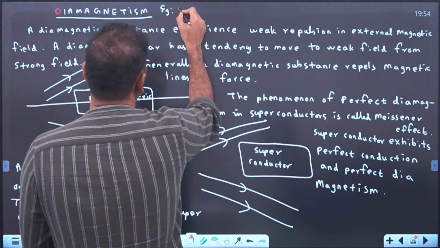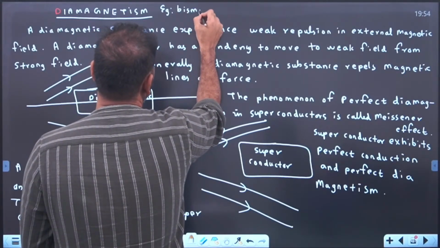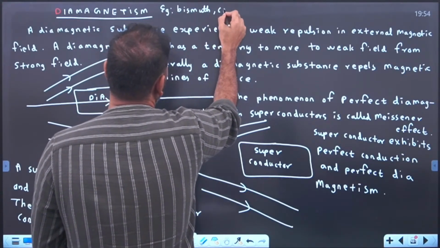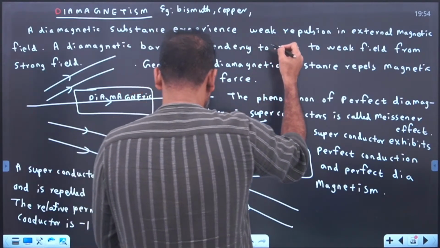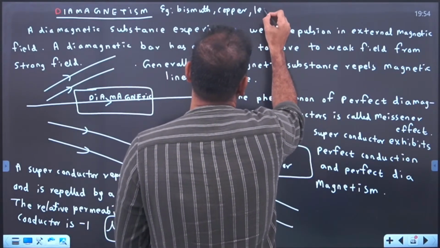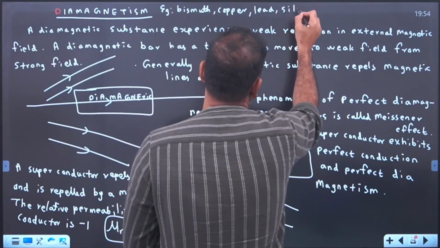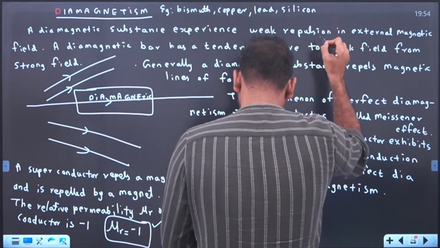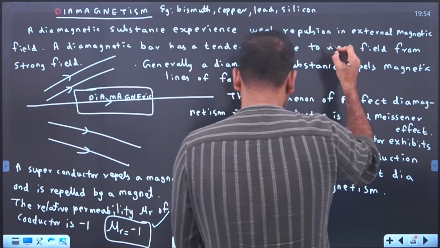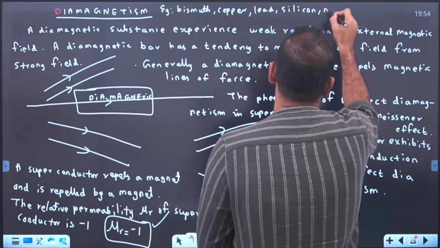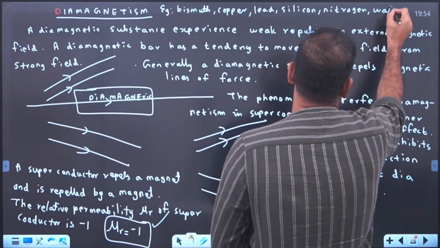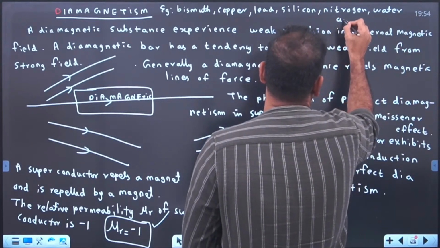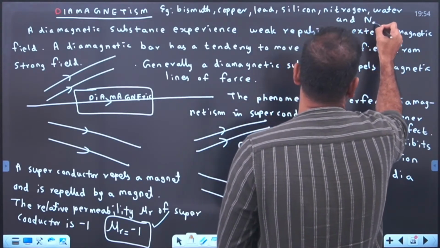Example: bismuth, copper, lead, silicon. I am writing NCERT examples. Nitrogen, water and sodium chloride, NaCl.